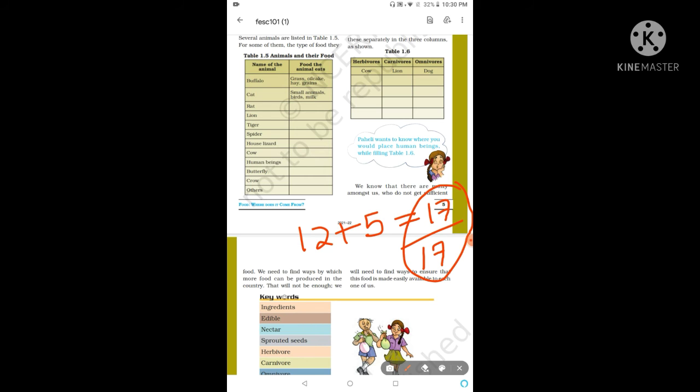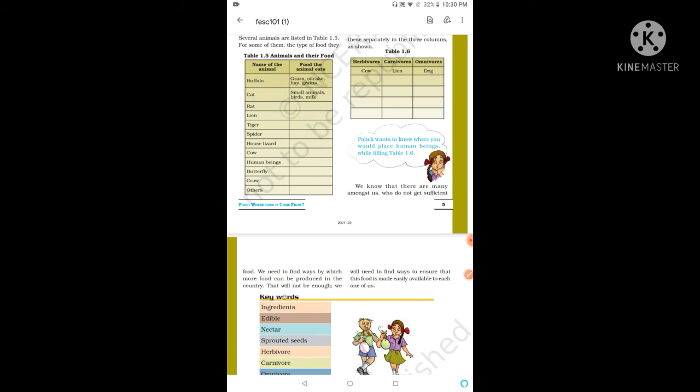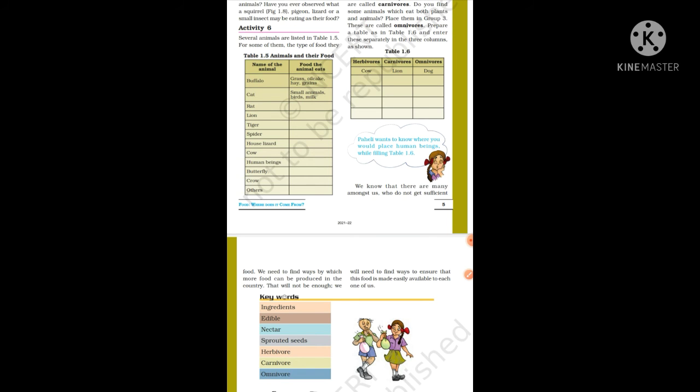Now let's finish this chapter. We know that there are many among us who do not get sufficient food. We need to find ways by which more food can be produced in the country. That will not be enough. We will need to find ways to ensure that this food is made easily available to each one of us.